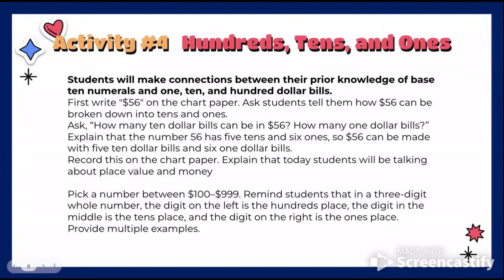And then you're going to continue this. You're going to explain it to students. We're going to be talking about the place value and the value of money. And we're going to pick a number between 100 and 999. Remind students that it's a 3-digit whole number, and the digit on the left is the hundreds place, the digit in the middle is the tens place, and the digit on the right is the ones place.